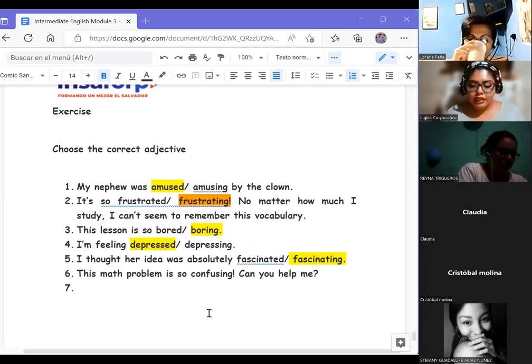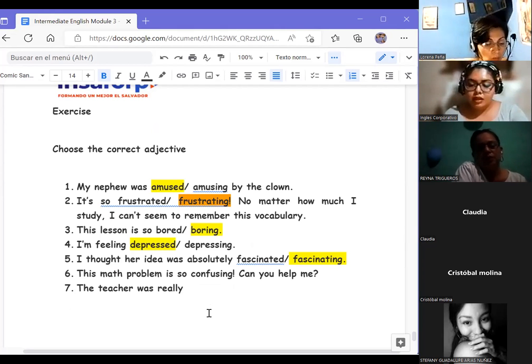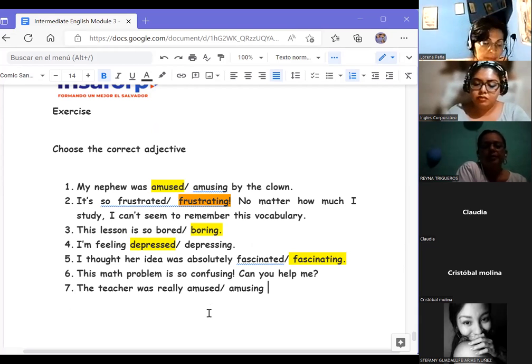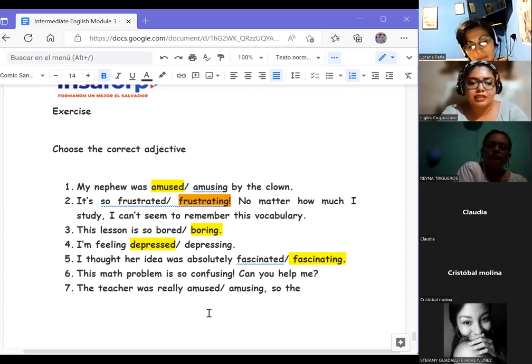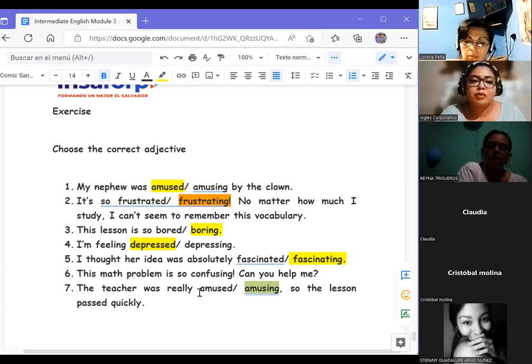Number seven, the teacher was really amused or amusing? So the lesson passed quickly. Amusing. Good, amusing. Because it is not talking about the teacher, it's telling something about the situation that was happening. So in that case, the class or the lesson passed quickly.